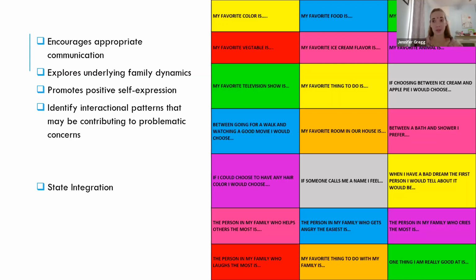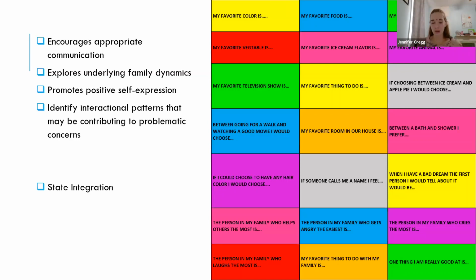It also helps you understand and helps them explore the interactional patterns that might be going on. It helps everyone understand and get out in the air what some of the main areas of concern are. So definitely modify these questions to fit what you feel is going to be best suited for the family dynamics that you're working with.